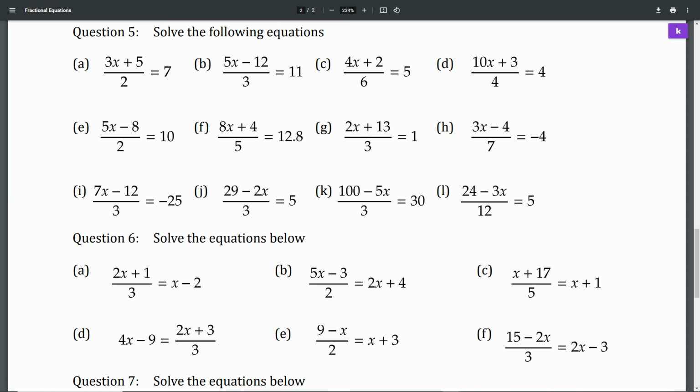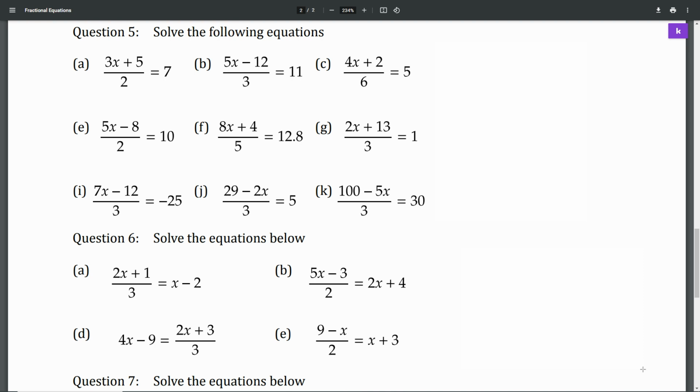So if I try question K, let's say I try question 5K, I've got (100 minus 5x) over 3 is equal to 30, and I'm going to write this as 30 over 1.